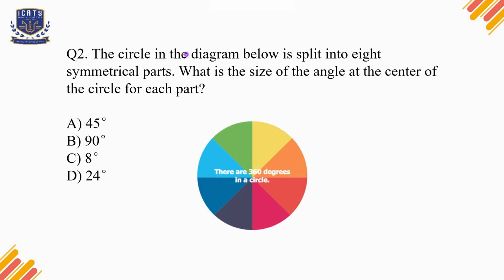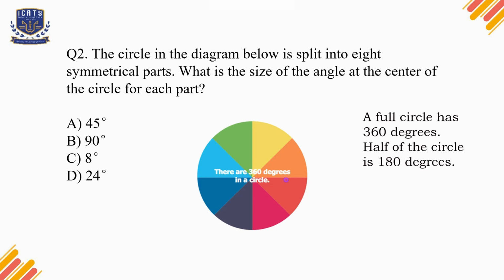Question number 2. The circle in the diagram below is split into 8 symmetrical parts. What is the size of the angle at the center of the circle for each part? Option A is 45 degrees, option B is 90 degrees, option C is 8 degrees, and option D is 24 degrees. So here we know that a full circle has 360 degrees.